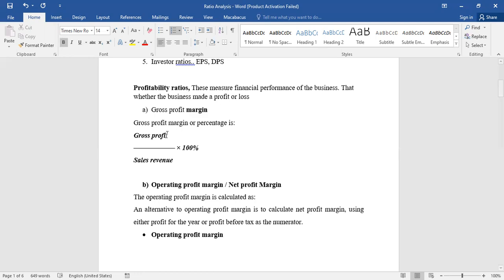So the ratio is this: gross profit over sales or revenues times 100%. Now this is expressed as a percentage. So I hope this is clear. Of course, for formulas, I really can't do much, like I already explained to you. It's either you know or you don't. So try to find a way of going about them.